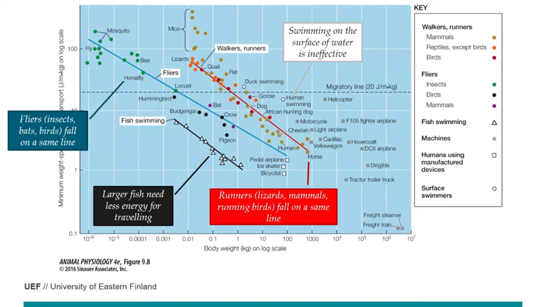And in these gray dots, you can see all kinds of machines. Most of the human-designed machines are much less effective than any animal compared to the body weight, except the trains.